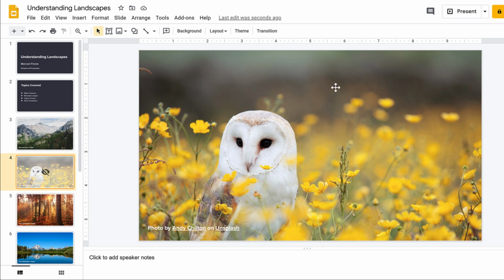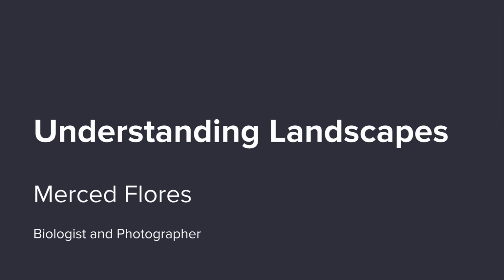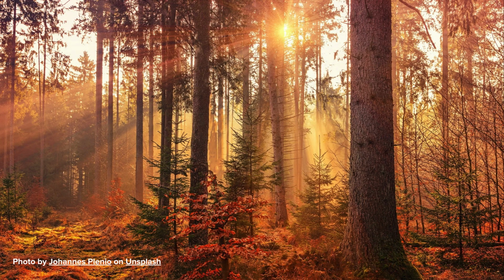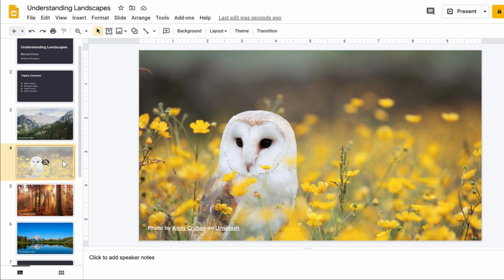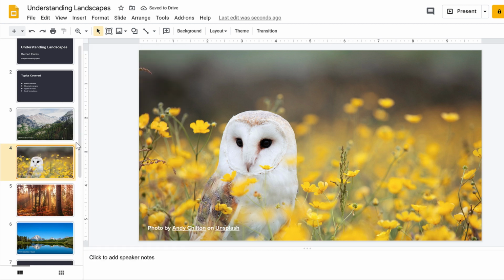Let's see the changes to the presentation. Click the drop-down arrow next to Present. Select Present from Beginning. As I click through the presentation, I can see that the slide was skipped. To exit out of presentation mode, press Escape on your keyboard. If you'd rather keep the slide visible, right-click on it and select Skip Slide to uncheck it.